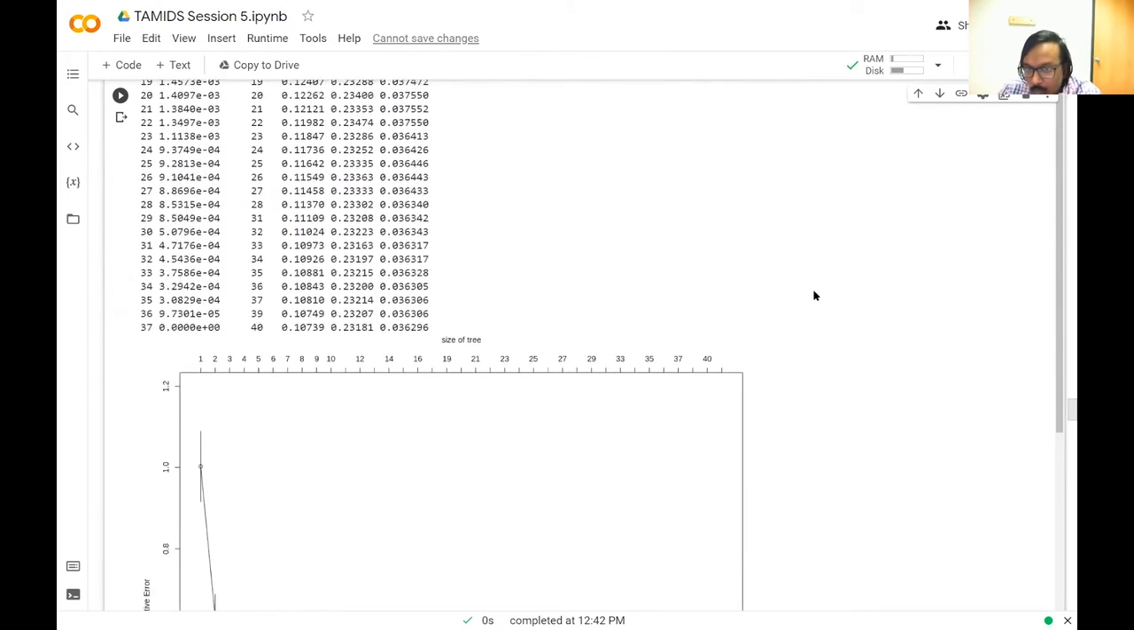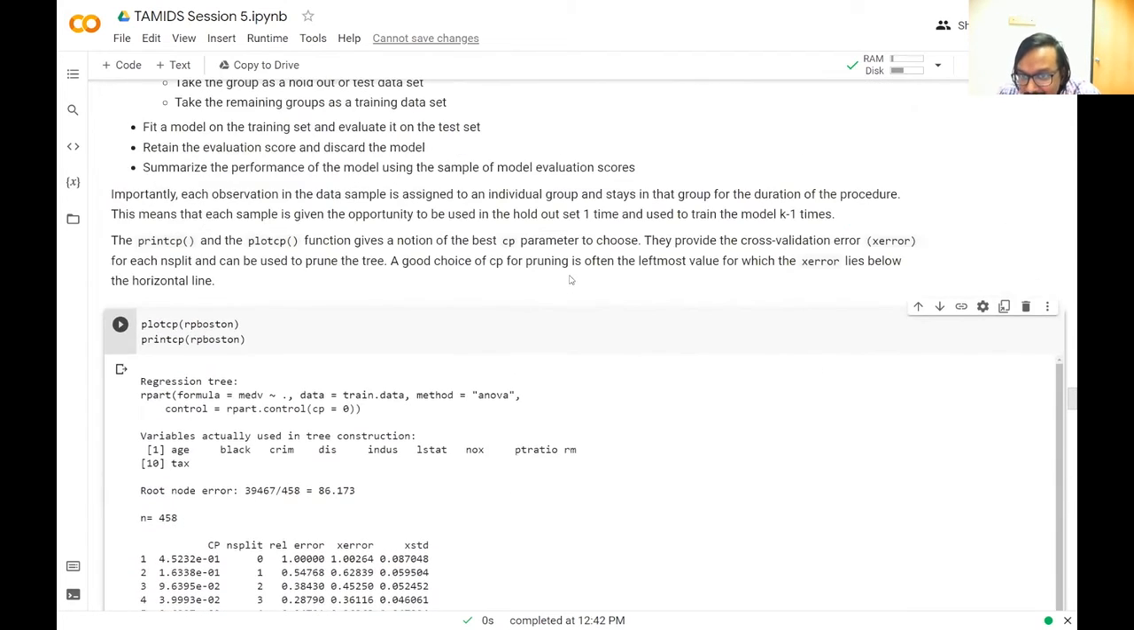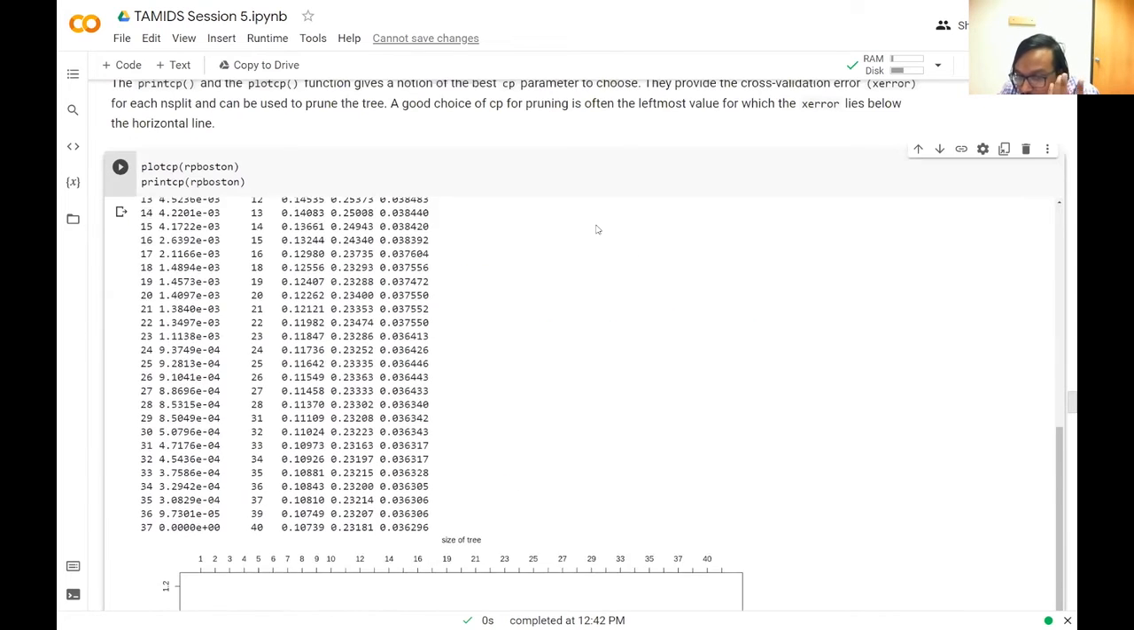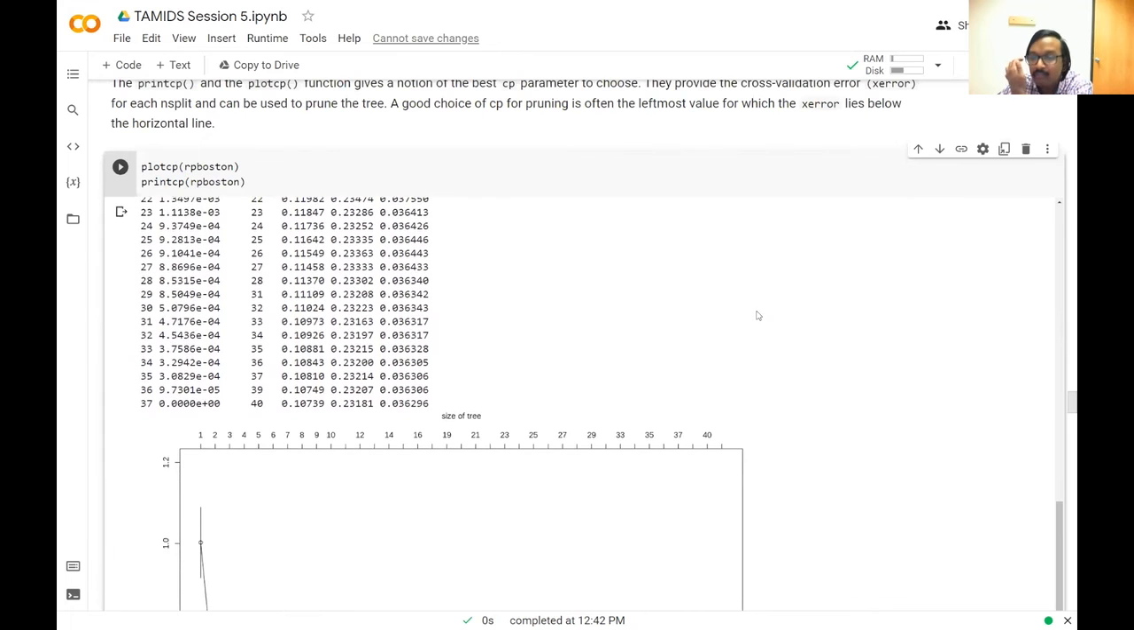The beauty, what makes this cross-validated error a good metric, is that while calculating the error on a certain group, we do not use the group to train the model. So this error is free from the overfitting problem. That's what makes this so important, the idea of cross-validation.